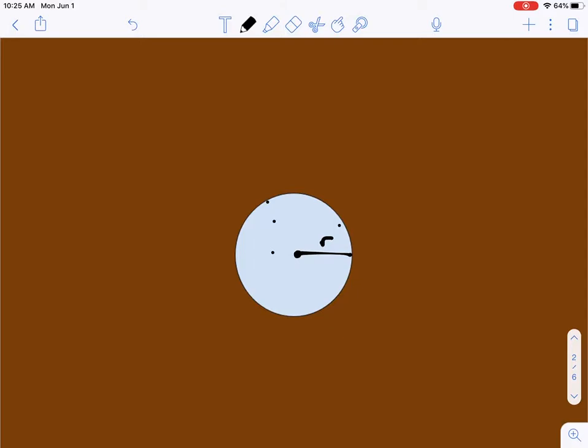If I decide to go from this outside here, go through the center, and go all the way to the other side, that also has a name, and that's called a diameter. And a diameter is made up of two radiuses, which makes sense because I know that this distance right here is equal to that distance. The diameter is two of the radiuses.